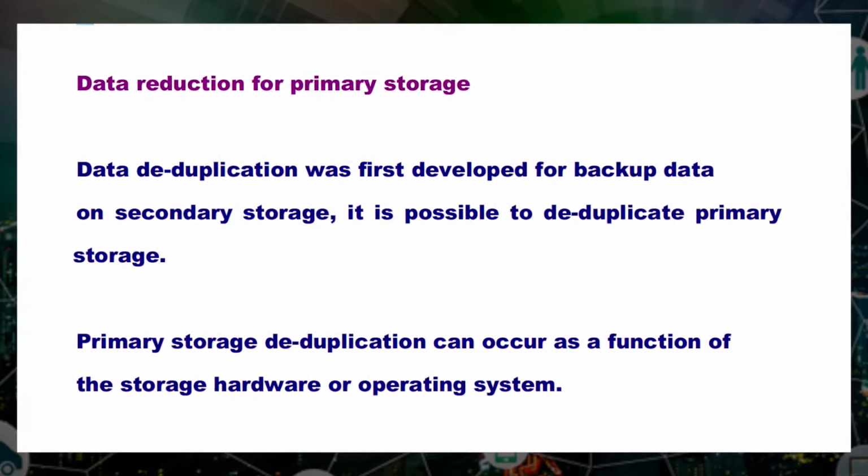The next concept is data reduction for primary storage. Data deduplication was first developed for backup data on secondary storage. It is possible to deduplicate the primary storage. Primary storage deduplication can occur as a function of the storage hardware or operating system. Windows Server 2012 and Windows Server 2012 R2 have built-in data deduplication capabilities. The deduplication engine uses post-processing deduplication, which means deduplication does not occur in real time. This scheduled process periodically deduplicates primary storage data.